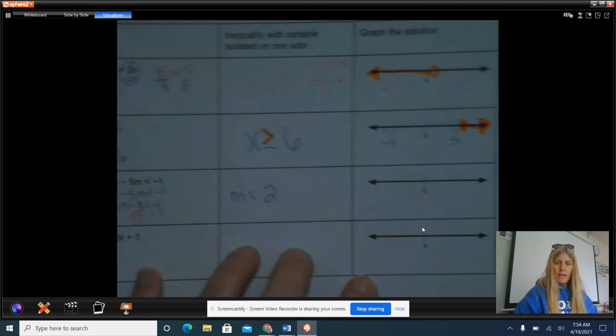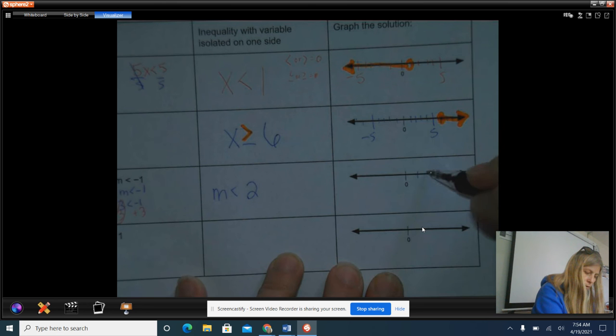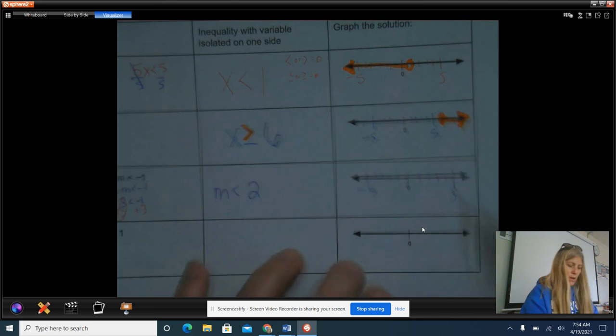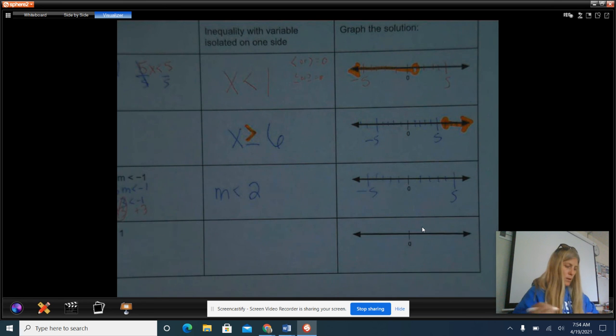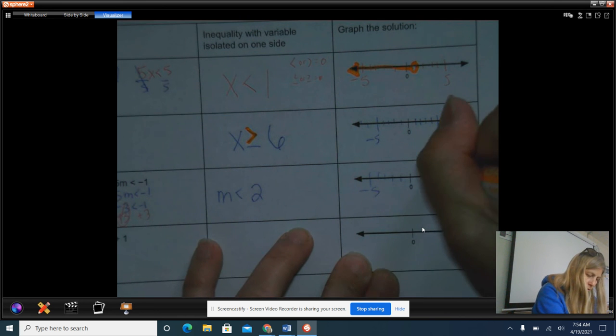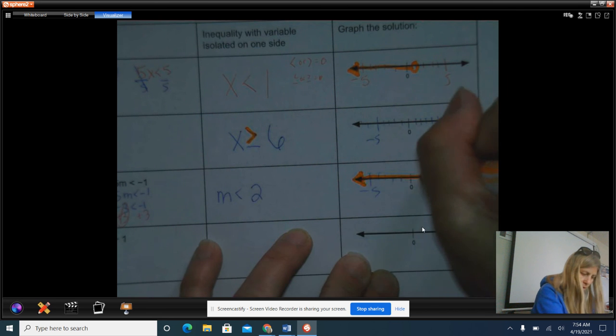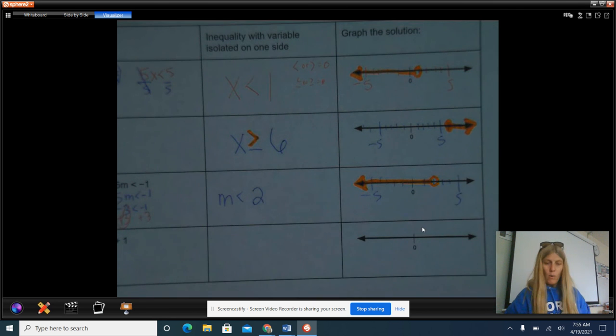Okay, so we're going to graph that. 1, 2, 3, 4, 5. 1, 2, 3, 4, -5. Less than is an open circle. So we're going to have an open circle at 2. Less than is to the left. And there is our inequality. Once again, 2 is not a part of the answer, but 1.9999 is.